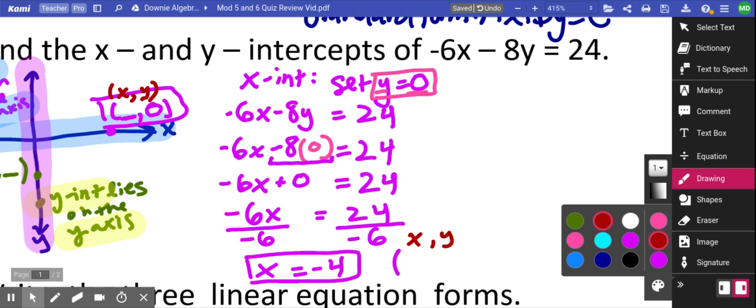Now, if I wanted to find that x-intercept as an ordered pair, well, our point x, y for our x-intercept, looking at my input and my output, my x is negative 4, while my y is 0. And that is my ordered pair. So we just solved for our x-intercept. Let's try solving for our y-intercept now.